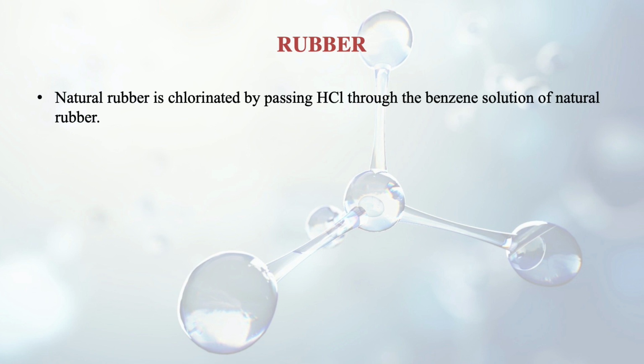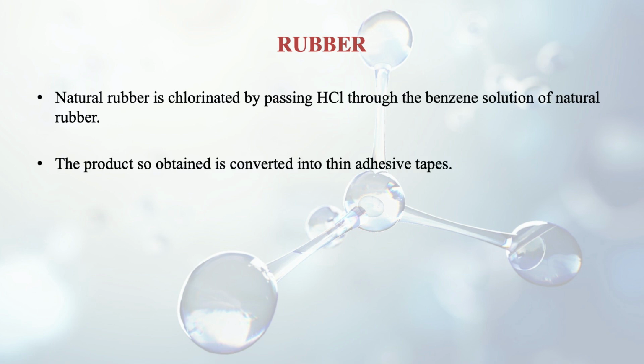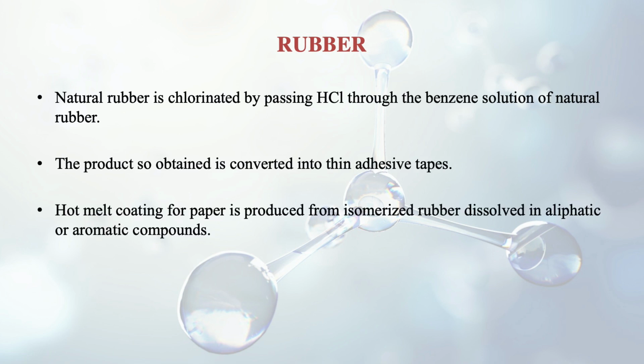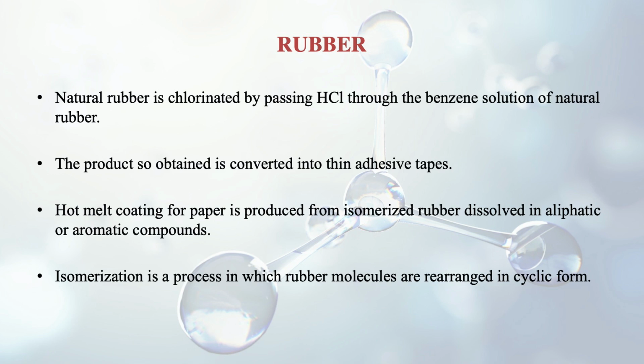Natural rubber is chlorinated by passing HCl through a benzene solution of natural rubber, and the product so obtained is converted into thin adhesive tapes. Hot melt coating for paper is produced from isomerized rubber dissolved in aliphatic or aromatic compounds. So the coating for paper that we see is produced from this rubber. And then there is a process called isomerization, in which rubber molecules are rearranged in cyclic form.